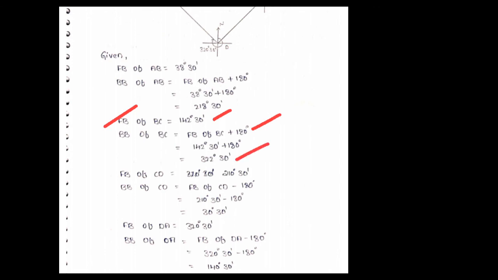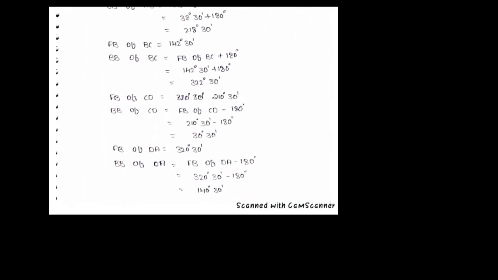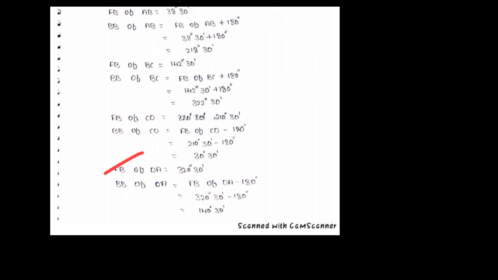For the third one, the fore bearing of CD equals 210 degrees 30 minutes, which is greater than 180 degrees. That's why its back bearing is the fore bearing of CD minus 180 degrees. Therefore 30 degrees 30 minutes. Coming to the fourth one, the fore bearing of DA is 320 degrees 30 minutes, which is greater than 180 degrees. Hence the back bearing formula is fore bearing minus 180 degrees: 320 degrees 30 minutes minus 180 equals 140 degrees 30 minutes.